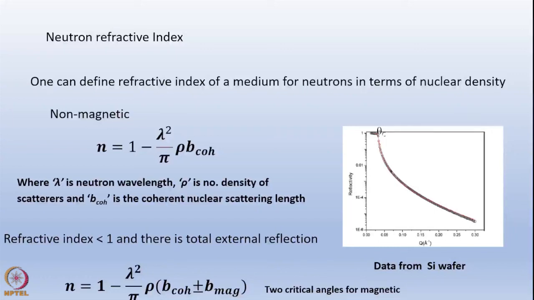Now, the refractive index is less than 1. If there is a magnetized medium, then similar to what I did in the case of Bragg scattering, apart from B coherent, for a magnetic medium we also have a magnetic scattering length, which is B magnetic. Depending on the magnetization direction with respect to the neutron spin, it can be either B coherent plus B magnetic or B coherent minus B magnetic. So the refractive indices are different for the two different spins of the neutron.